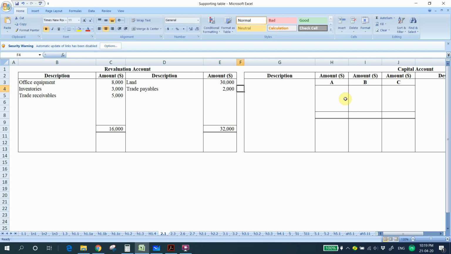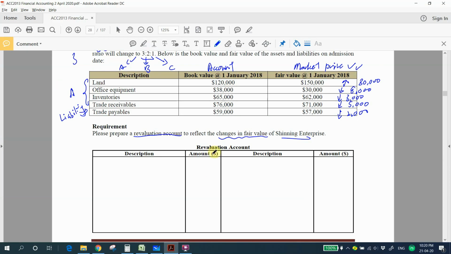So up to here we have posted all the fair value adjustments, and after you have posted all the fair value adjustments, the next step is to identify whether you have a gain on revaluation or loss on revaluation. So from this comparison, we know that the credit side is higher than the debit side, 32, and this is 16,000. So we know that the balancing entry will be on the debit side, so this is a gain on revaluation, and this gain on revaluation will be shared to A and B only. Why? Let's come back to the textbook.